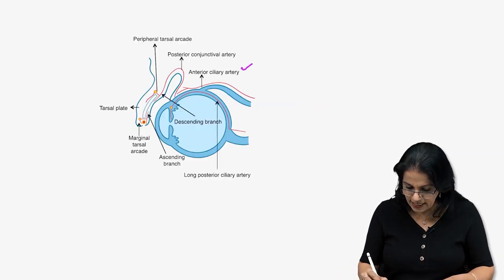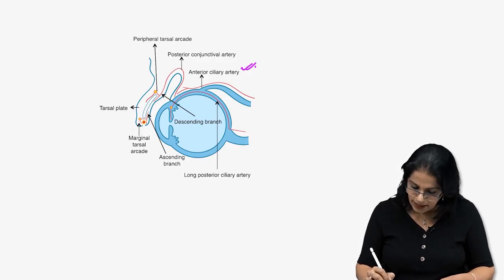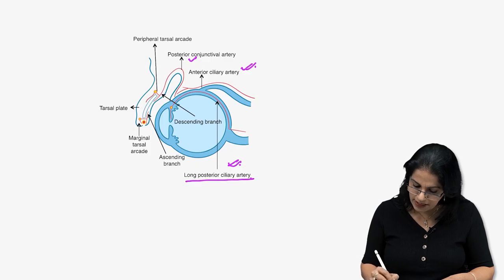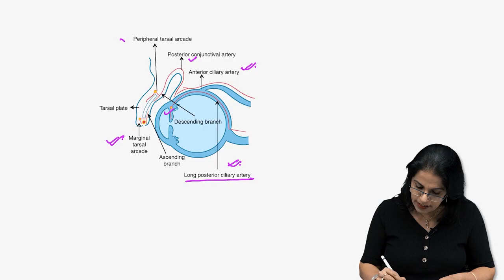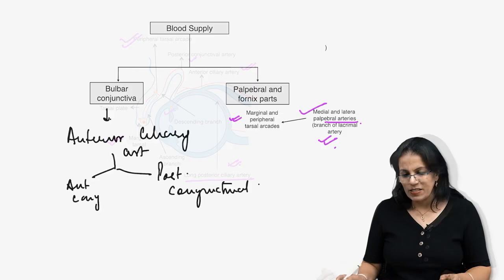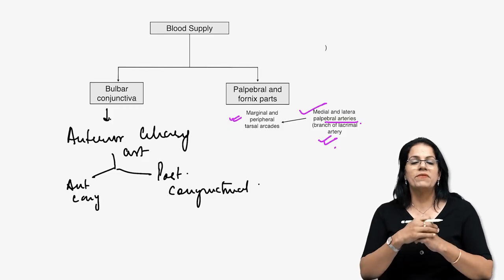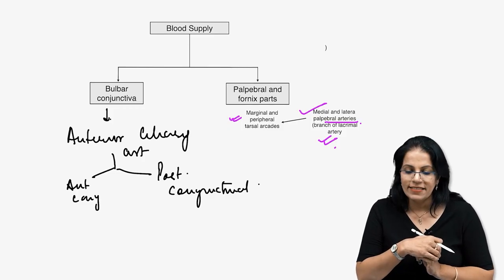So this is the anterior ciliary, which is mainly supplying your bulbar conjunctiva. Okay, so you can see this posterior conjunctival artery and anterior conjunctival artery. So this is the long posterior ciliary which I was teaching you, which is a branch of ophthalmic. So long posterior ciliary will supply the base of the iris. This is what it is showing. And of course, the two arcades, marginal tarsal arcade is this one and peripheral tarsal arcade is this one. These are the two arcades you have to know. Okay. So that was about the blood supply, and that was all about the brief anatomy of the conjunctiva.